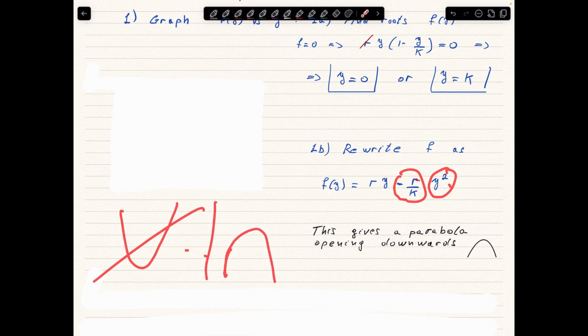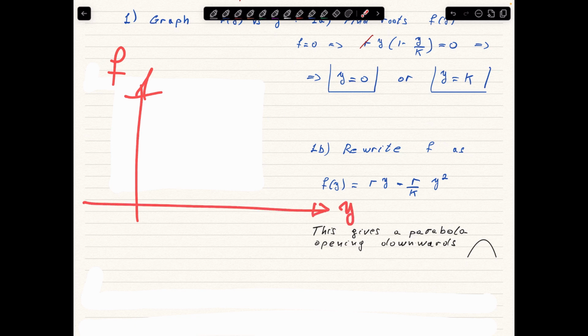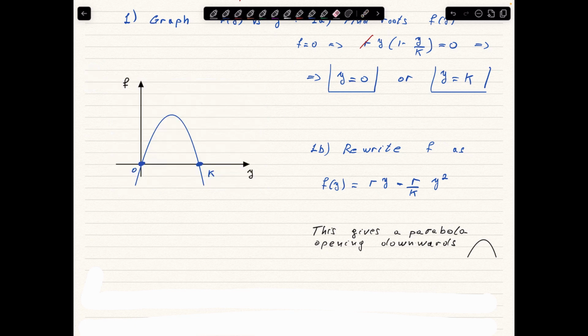And where are the zeros? Well, the zeros are at 0 and k. So if we have a graph of f with respect to y, the zeros are at 0 and at k, and the graph has to be a parabola that opens downwards, so it has to go through here and then like this. So I have a better picture right here. This is the graph of the function f with respect to y.